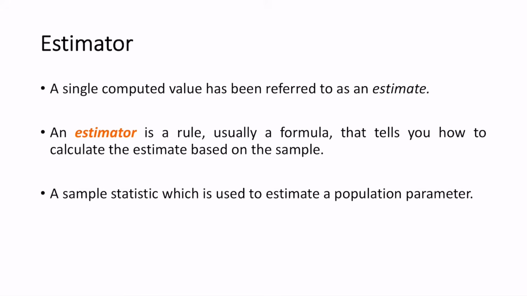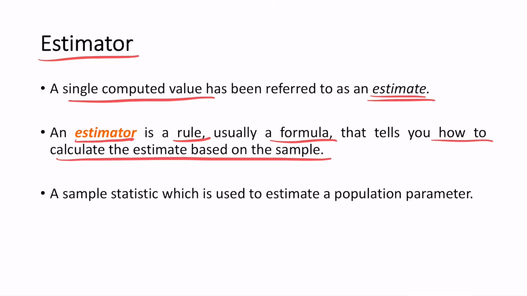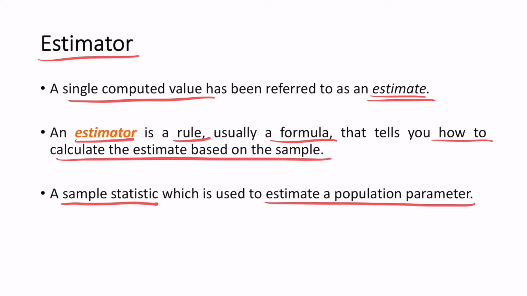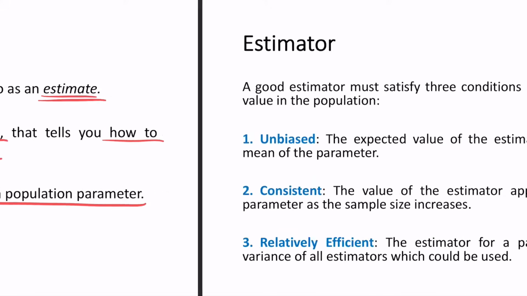So to do that, we use a value called an estimator. A single computed value is referred to as an estimate. An estimator is a rule. A rule basically means it's a formula, and it tells you how to calculate the estimate based on the sample. The most common understanding of this is that a sample statistic is used to estimate the population parameters. For example, the sample mean is a good estimator for the population mean, things like that.